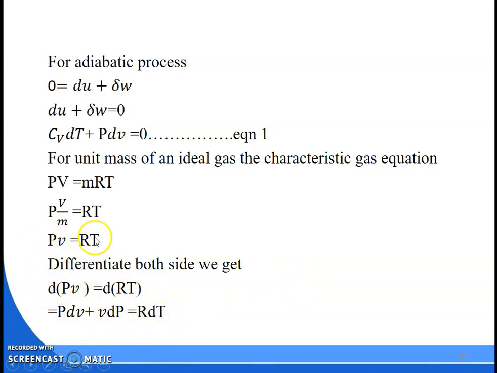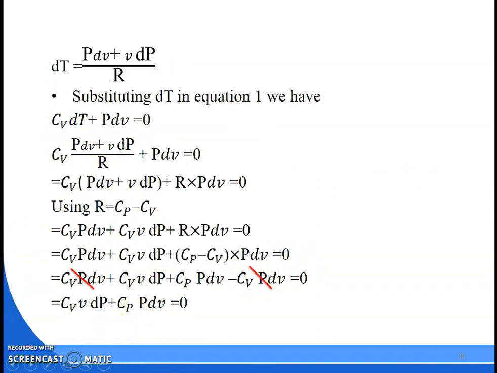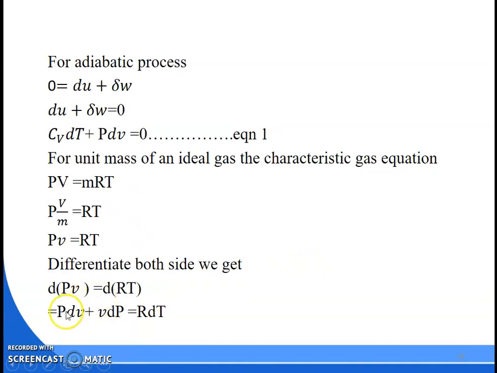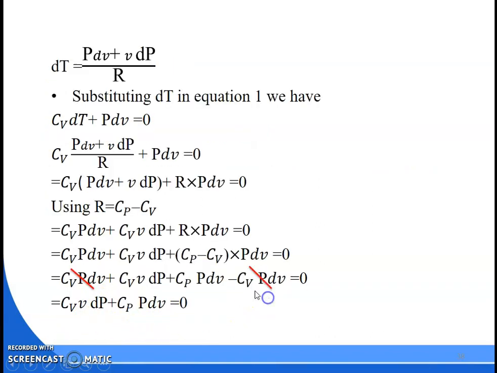That we got from where? If I differentiate P into specific volume is equal to RT. So if P dV plus V dP is equal to R dT, then what is your dT? dT is equal to P dV plus V dP by R. So substituting dT in equation 1, what we have? What is equation 1? Cv dT plus P dV. So in place of dT, what we can put? P dV plus V dP divided by R, plus P into dV is equal to 0.